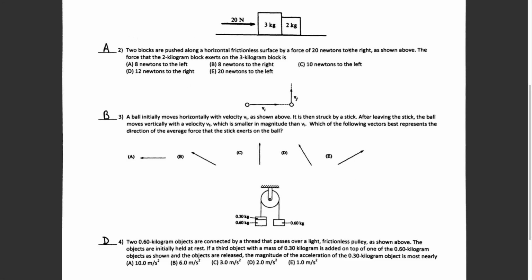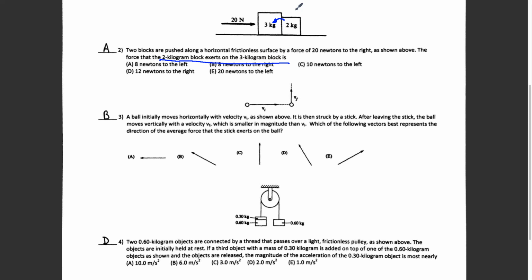Here is packet number 2, question number 2. We can see that we again have a system, and 20 newtons is pushing the system to the right. There's a 3 kilogram block and a 2 kilogram block, and then we're asked this kind of awkward question: the force that the 2 kilogram block exerts back on the 3 kilogram block. So that reads a little peculiar, it reads a little weird.